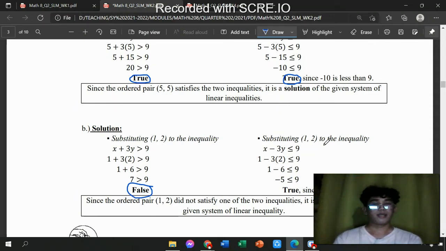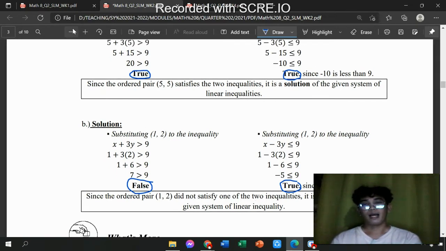But ato siyang gitry gihapon sa ikaduha nga linear inequality, which is x minus 3y is less than or equal to 9. So gi-substitute gihapon ang x ug y, which is 1 and 2. They come up og negative 5 is less than or equal to 9, which is true, kay mas gamay man ang negative 5 kaysa sa 9. But even though true ni siya, false man ang isa, so that means 1 and 2 did not satisfy one of the two inequalities. It is not a solution of the given system of linear inequalities.